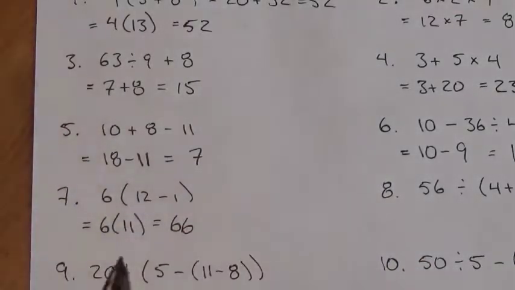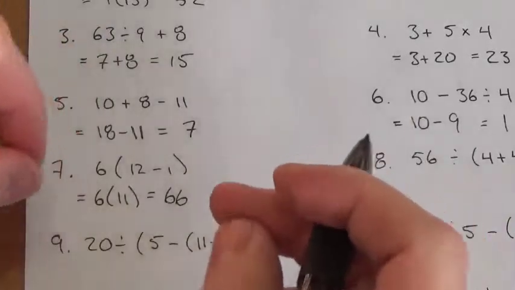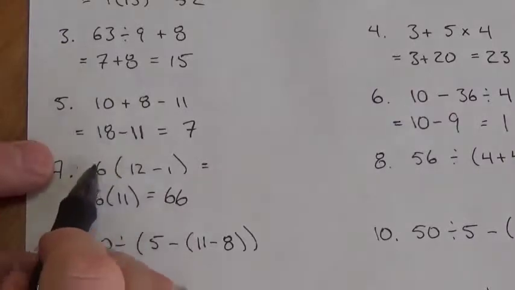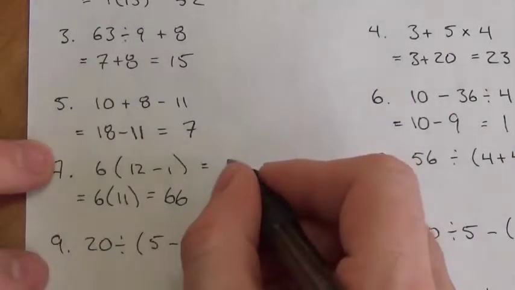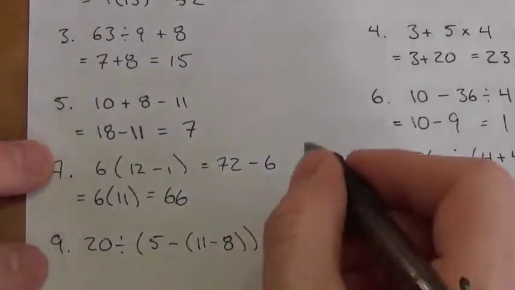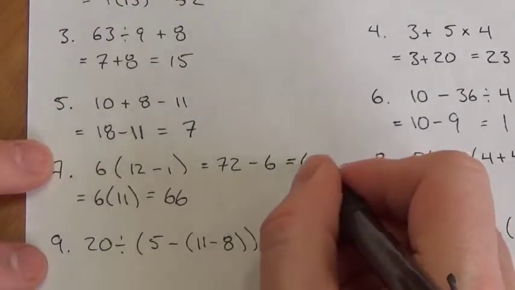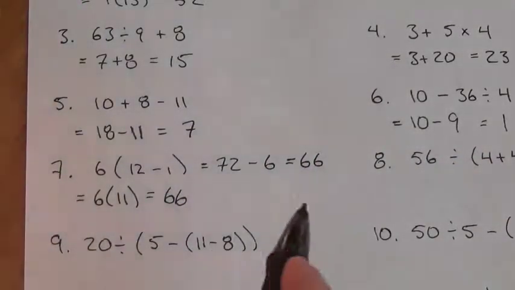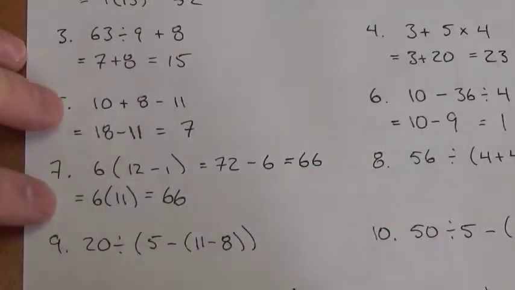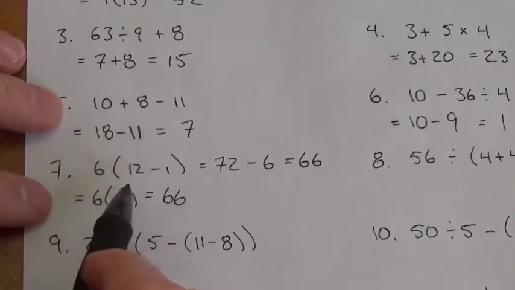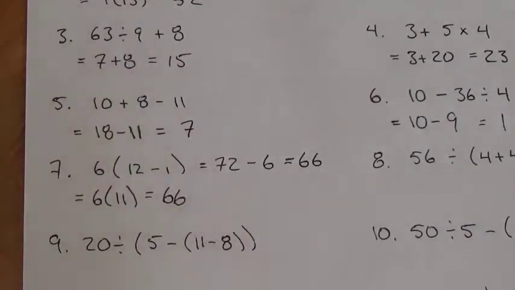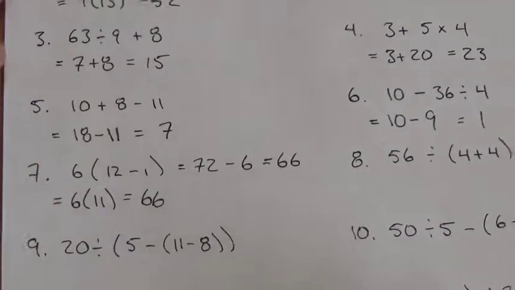Now, that is dealing with brackets by dealing with the operation inside. Another way that you can deal with the brackets first is by distributing. So 6 times 12, 72, minus 6 if you multiply the 6 by the negative 1, and when you do the subtraction now, that also gets you 66. So you can deal with the brackets in two different ways here, by dealing with what's inside first or by distributing. But please make sure that if you're going to multiply through, you are distributing. That is how you are dealing with the brackets correctly in terms of order of operations.